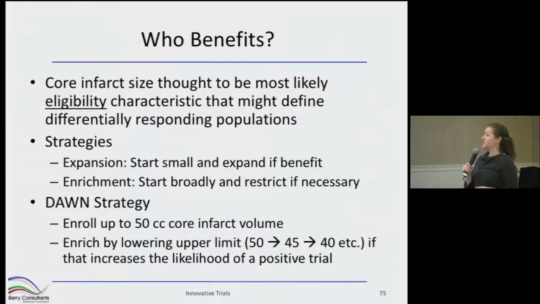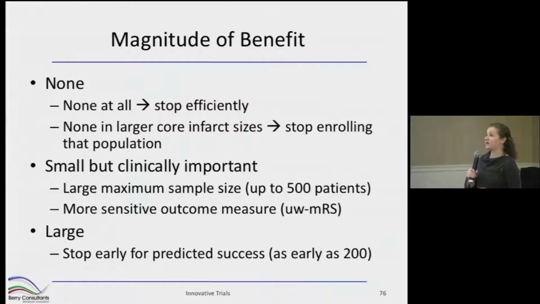And the DAWN strategy actually did this latter one. So they started by enrolling up to 50 cc core infarct volume, and then they allowed enrichment rules. So they had interim analyses that would allow you to then prune off certain sections of that. So they could potentially decrease that from 50 to 45, from 45 to 40, et cetera. And the way that was done was by looking at the likelihood of a positive trial. And if you were more likely to get a positive trial from decreasing from 50 to 45, then that was done, and you enriched to a smaller population. And I think I have another slide about that in a moment.